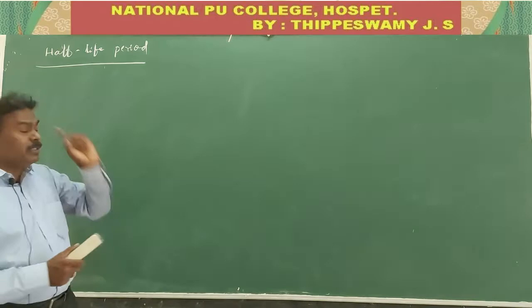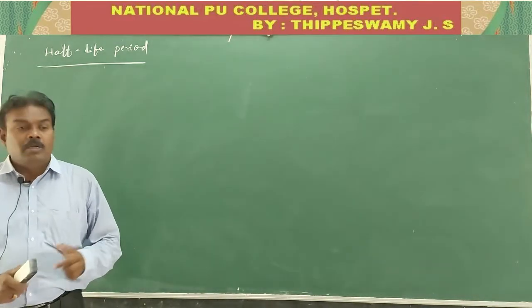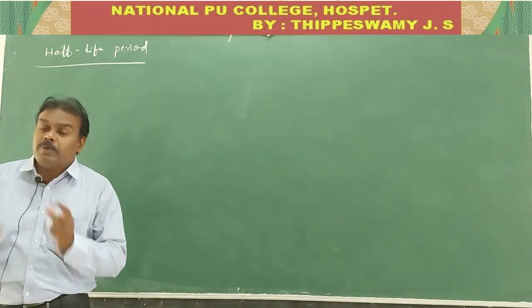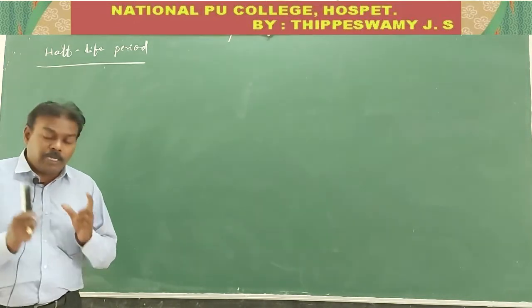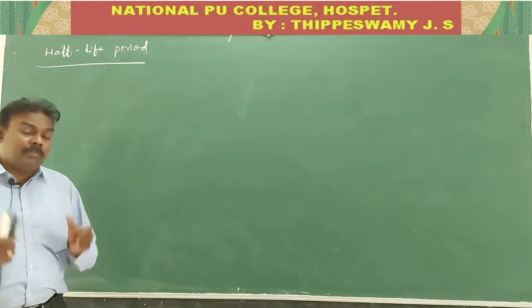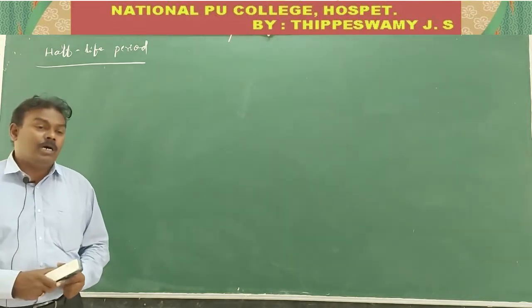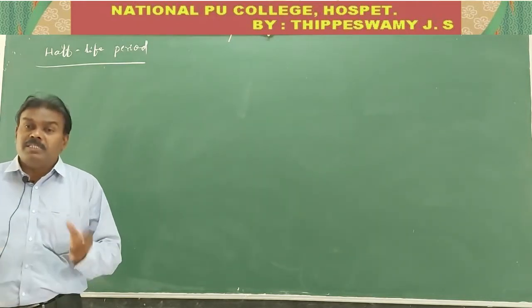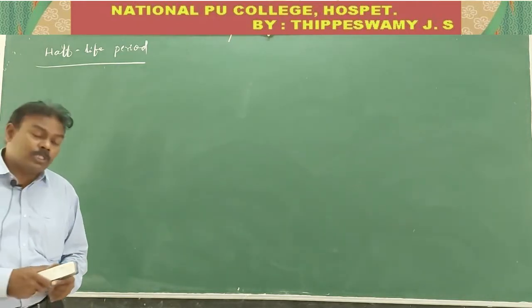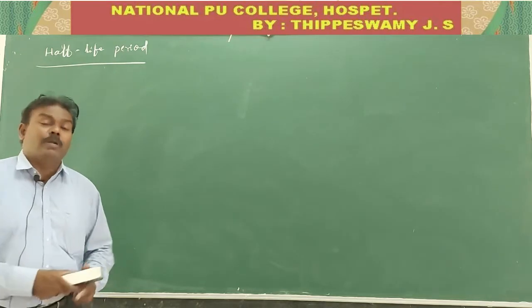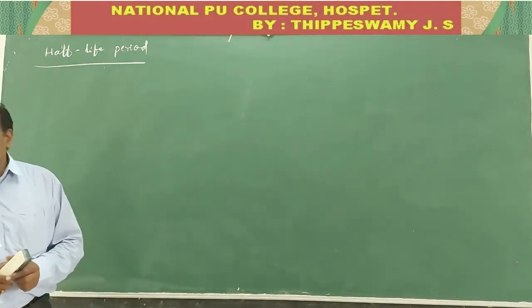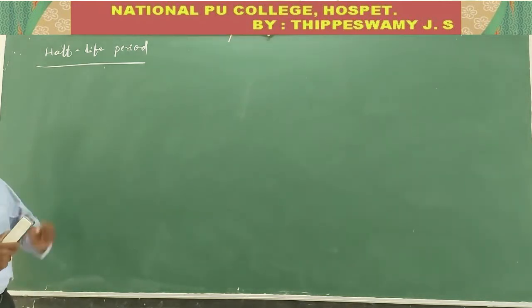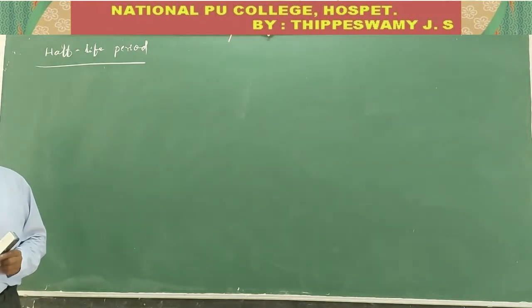Half life period means the time required to complete exactly 50% of the reaction. Time required to complete exactly 50% of the reaction, that is called half life period. Or the initial concentration is reduced to exactly half of its initial value, is also called half life period. Yes, this term is very important.